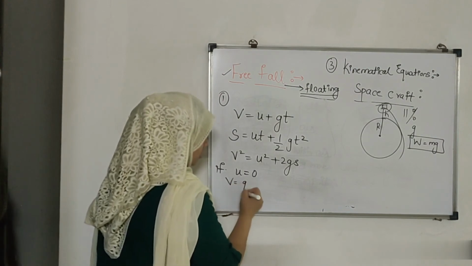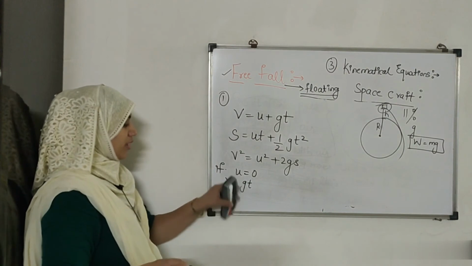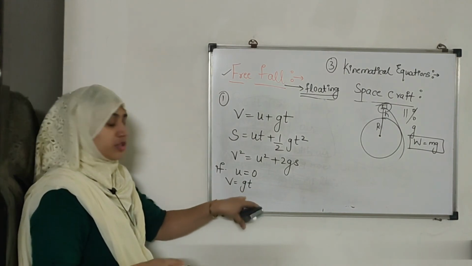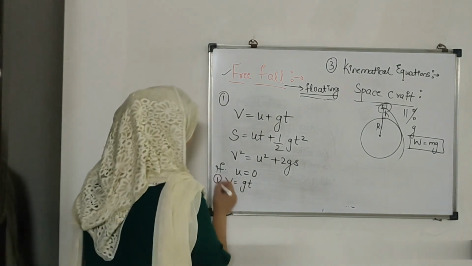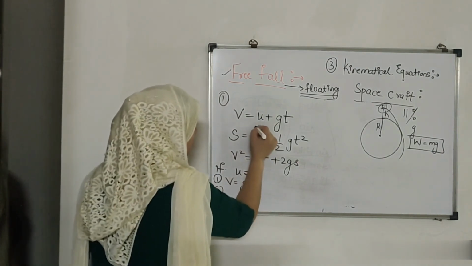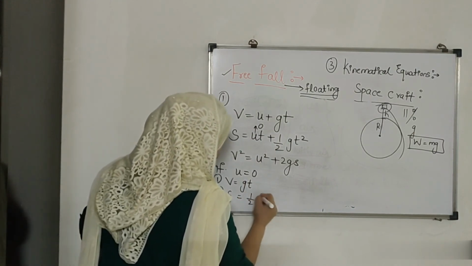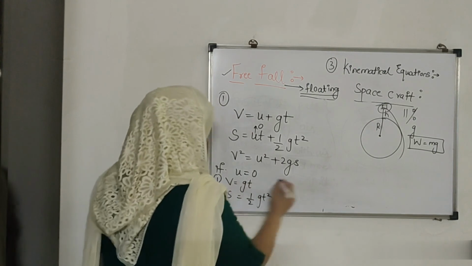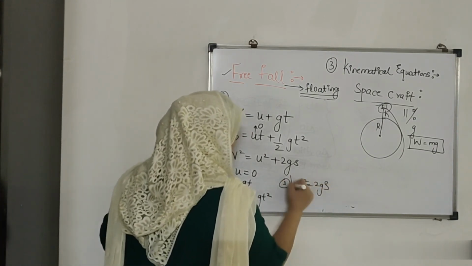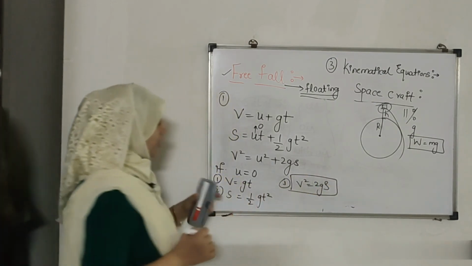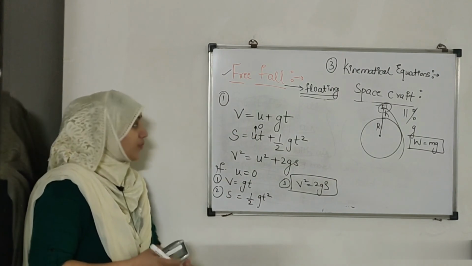So if my initial velocity is equal to 0, what do my kinematical equations become? v is equal to gt. That means the velocity is directly proportional to the acceleration due to gravity and the time duration. Second, u becomes 0, right? So s is equal to half of gt square. And third is nothing but v square is equal to 2gs. So these are the kinematical equations when you have the initial velocity equal to 0.